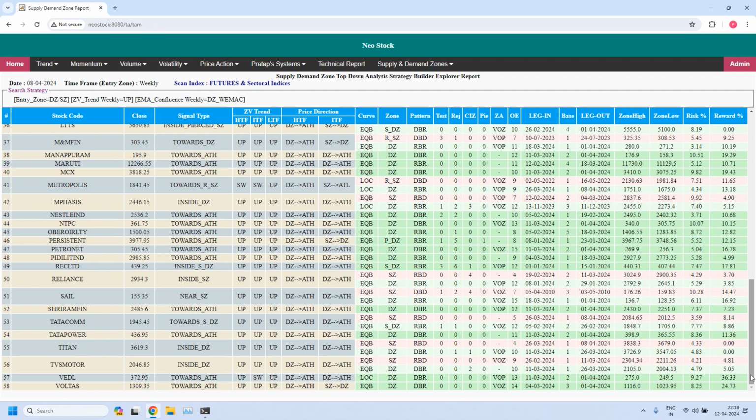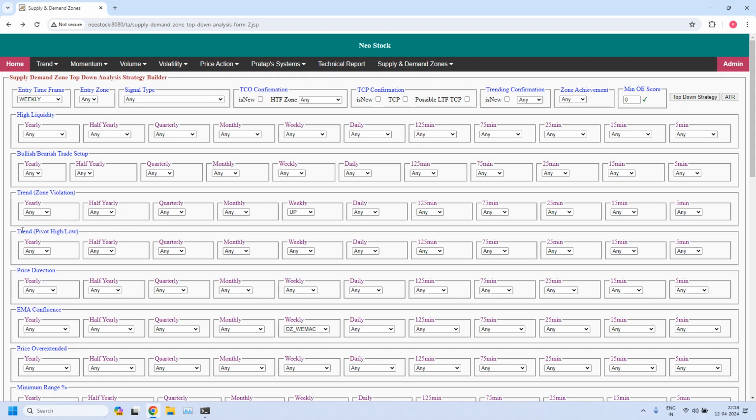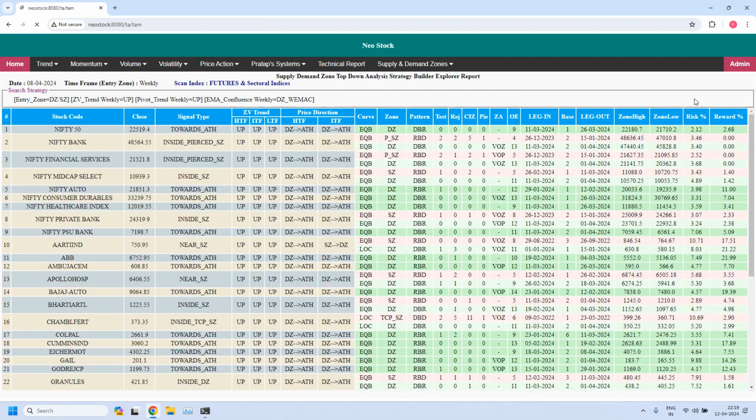So what we do, let us reduce this list even further by selecting the pivot high low trend also should be uptrend. Sometimes this is slower compared to the zone violation trend. But if both are having uptrend, then those stocks are very strong. So let me filter. Now the list is reduced. Let me scroll down.